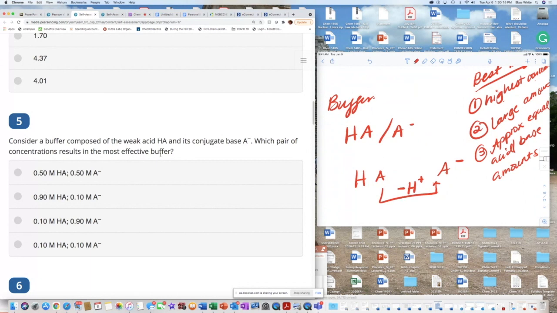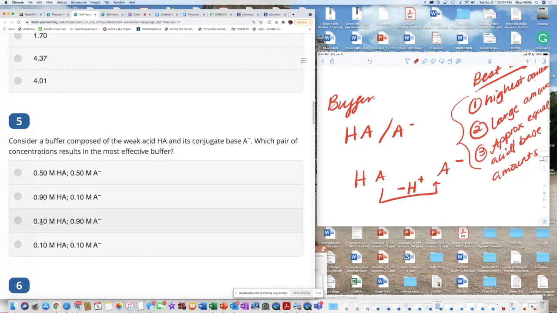Okay. Now, the idea is you want to have these three scenarios if possible. So let's go through here and look at this. Which pair is the most effective? These are even, right? Even amounts of each. And these are even amounts of each. The middle ones are not even. These are definitely very lopsided. So much of the acid here, not enough of the base. So much of the base here, not enough of the acid, right?